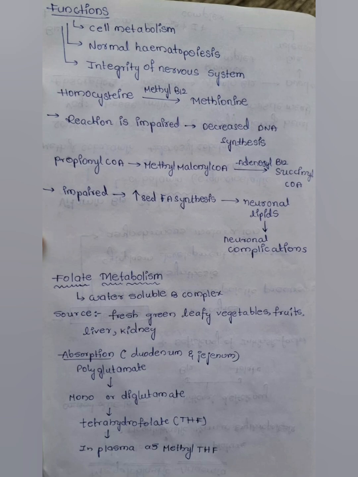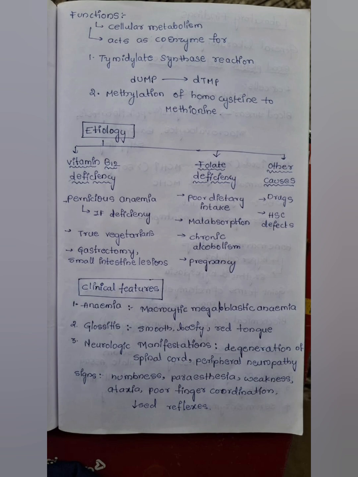Then let's enter into folate metabolism. Folate is a B9 vitamin. It is a water soluble B complex vitamin, stored in fresh green leafy vegetables, and absorption takes place in the duodenum and the jejunum. Then the functions of folate: in cellular metabolism it acts as a coenzyme for the thymidylate synthase reaction, in which dUMP is converted into dTMP, and in the methylation of homocysteine to methionine.